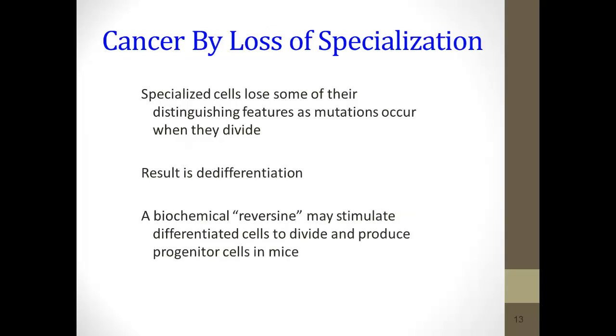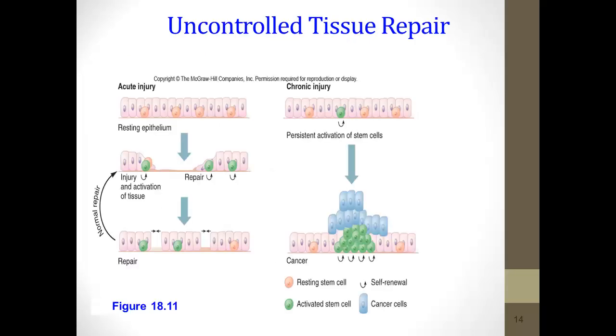Cancer lost by specialization. Specialized cells lose some of their distinguishing features as the mutations occur as they divide through the mitosis process. This is what results in what we call de-differentiation. And so what happens is they have these de-differentiated cells and they're stimulated to reproduce more of these de-differentiated cells.